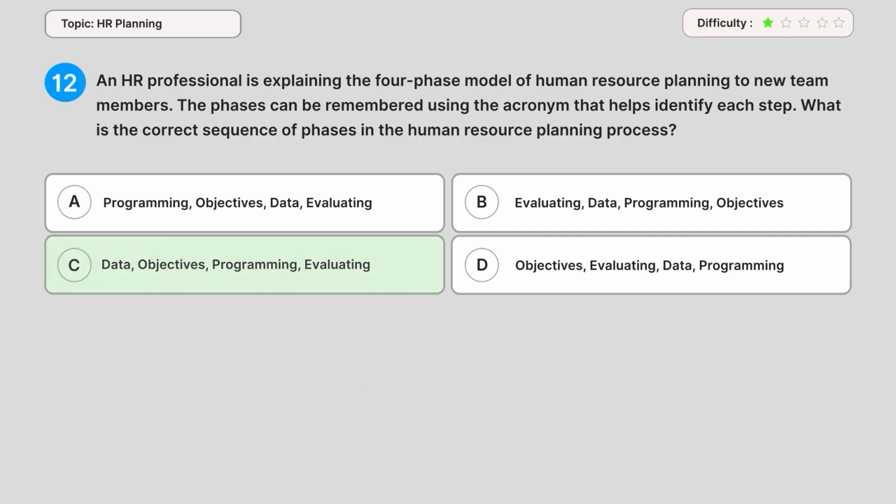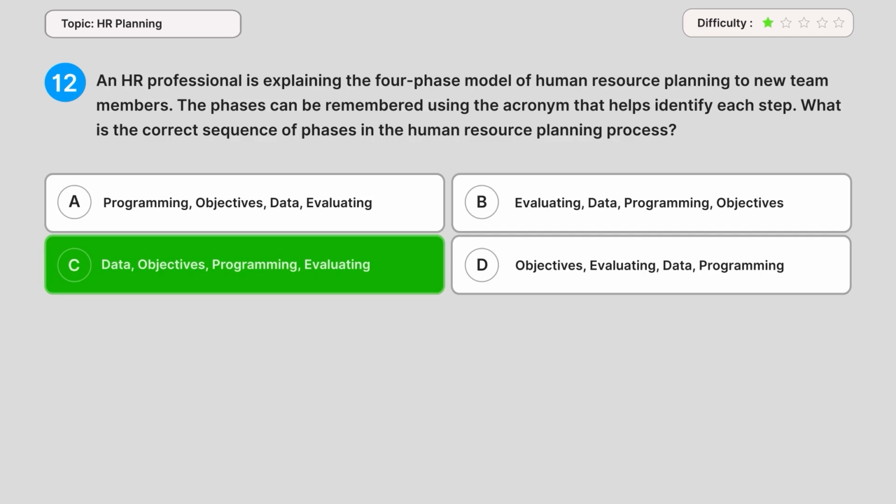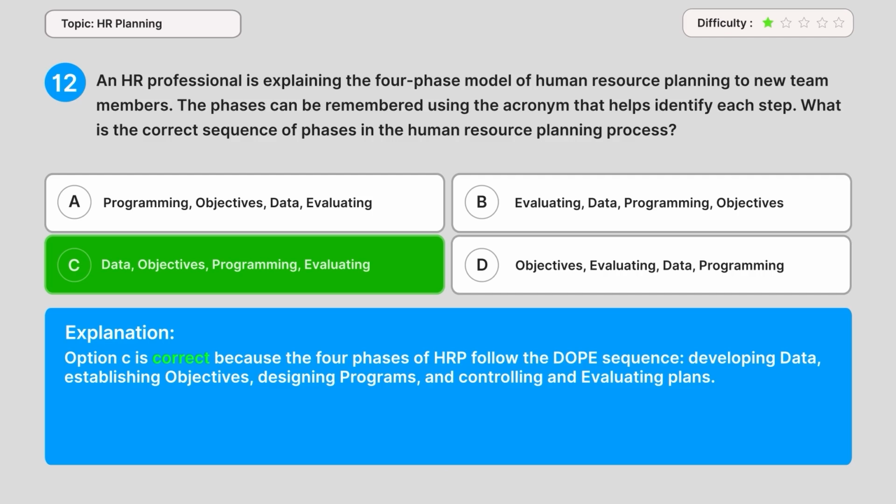Correct answer, C. Data, objectives, programming, evaluating. Explanation: option C is correct because the four phases of HRP follow the DOPE sequence: developing data, establishing objectives, designing programs, and controlling and evaluating plans.